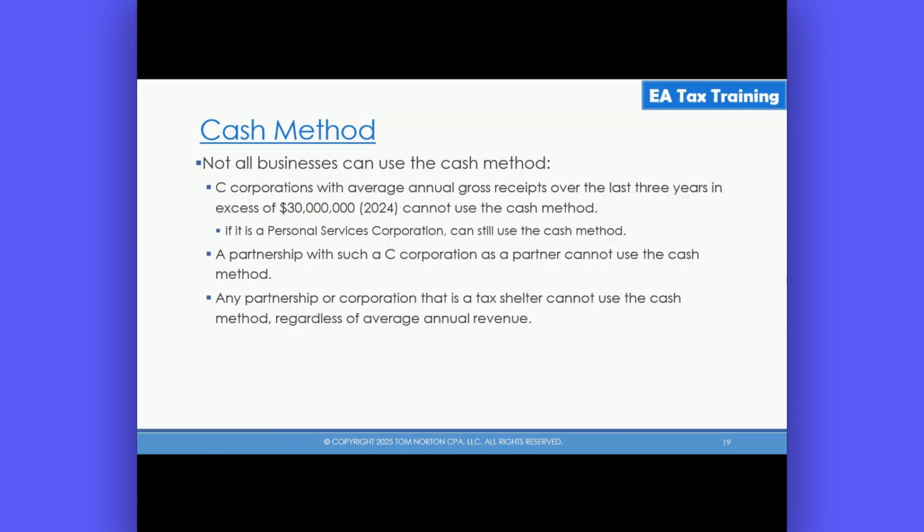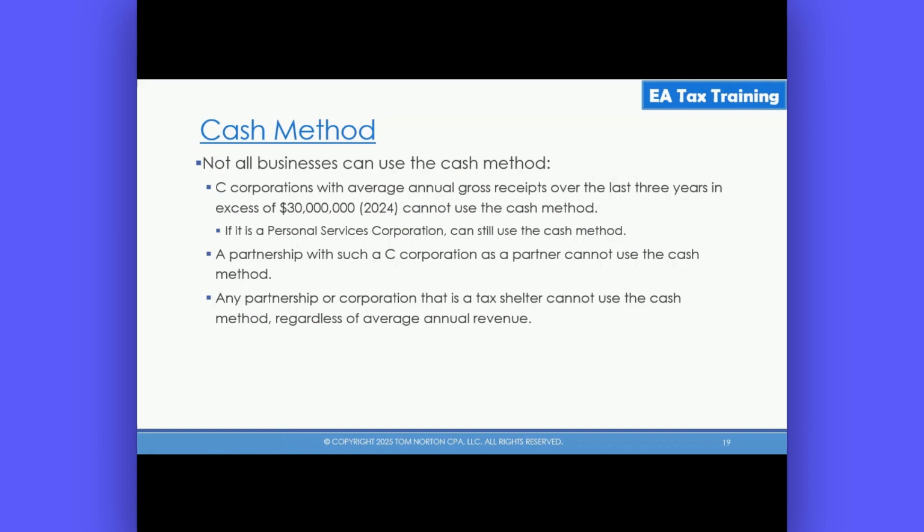There are certain businesses that are not allowed to use the cash method for tax purposes. It is a limited number that are not allowed to use it, but you do need to know this for the exam. C corporations with average annual gross receipts over the last 3 years in excess of $30 million cannot use the cash method. So, for example, if it's a C corporation, in their last 3 years, they had $33 million, $30 million, and $28 million of gross receipts. That's a total of $91 million.